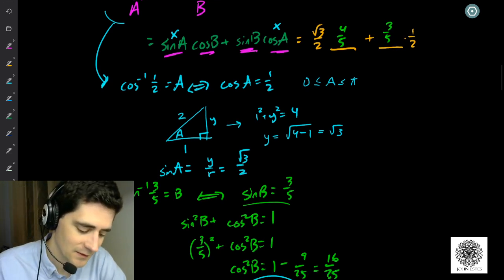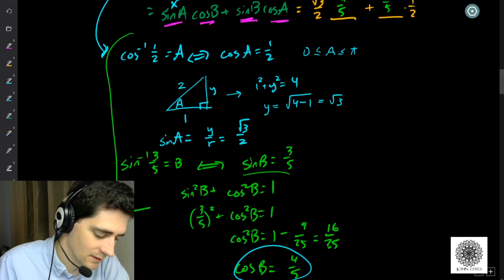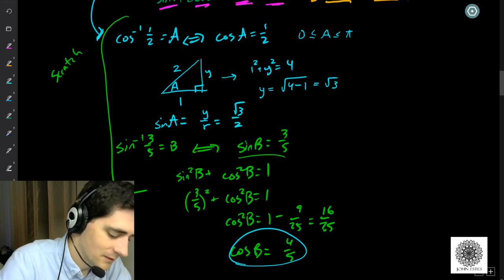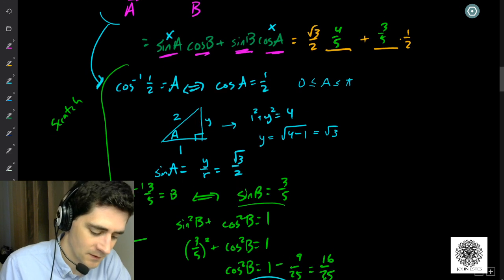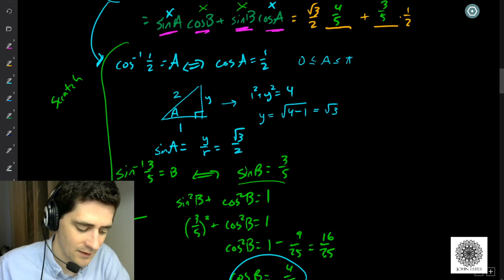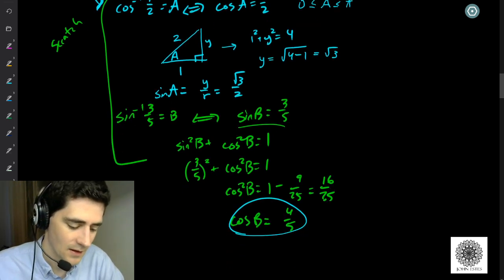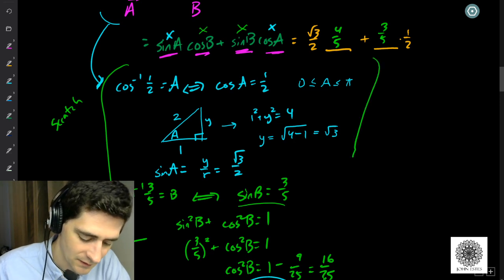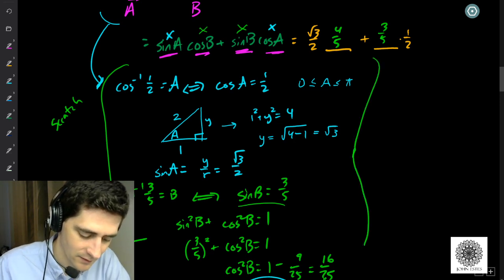Okay, is this making sense? I hope so. All right, so all this here was kind of my scratch work, and it's not exactly scratch. It's what I had to do to figure out my missing pieces here: my sine A, cosine B, sine B, cosine A. And so now, to finish this question up, we just need to multiply that out. So I'll try to bring it all the way down here.